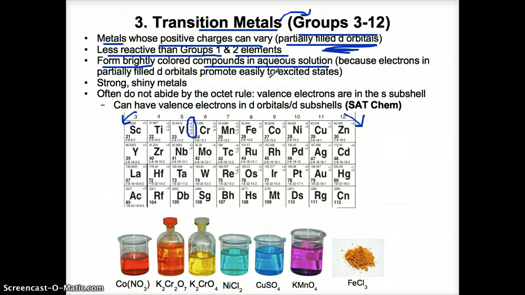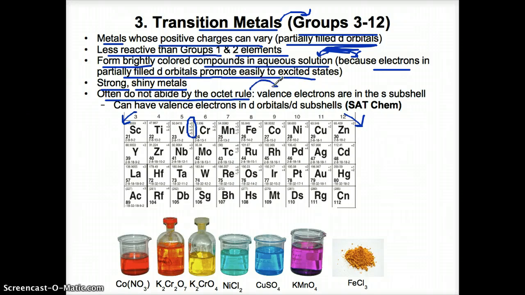And the reason why they form brightly colorful compounds in aqueous solution is because the electrons in partially filled d orbitals promote easily to excited states. So they'll have that brightly colorful compound in solution. So make sure you memorize this explanation for both the Regents as well as for the SAT exam. Now, transition metals tend to be very strong, shiny metals on their own. Finally, I want you to know that transition metals often do not abide by the octet rule.